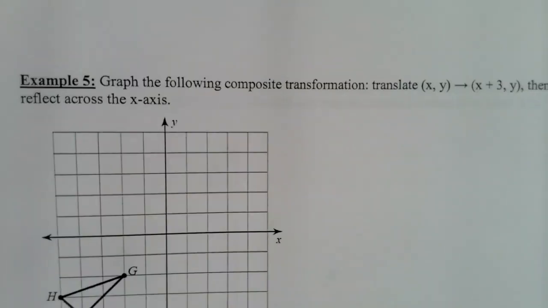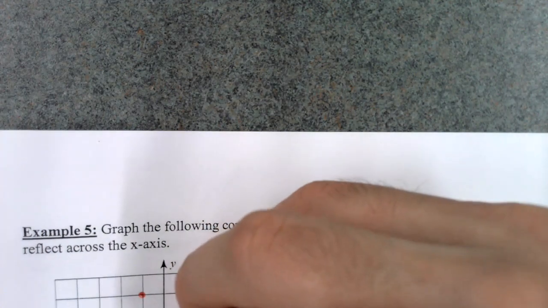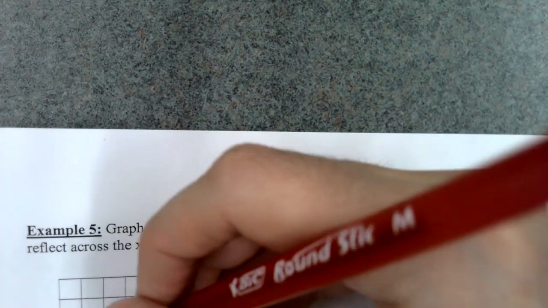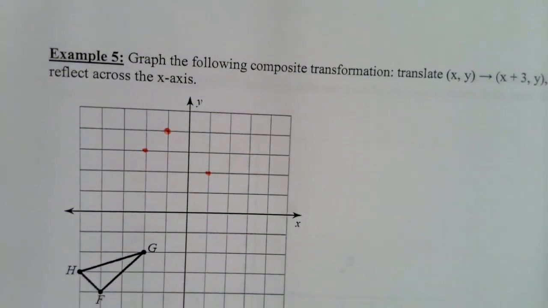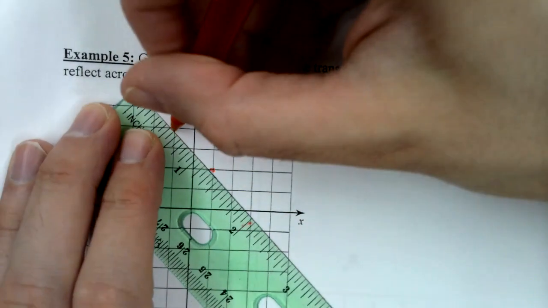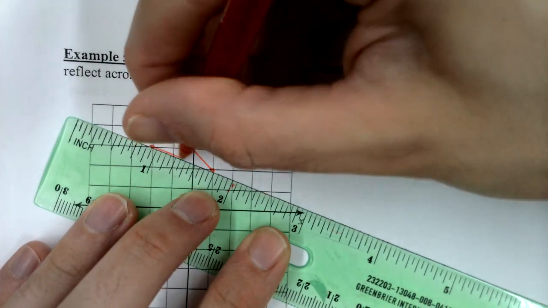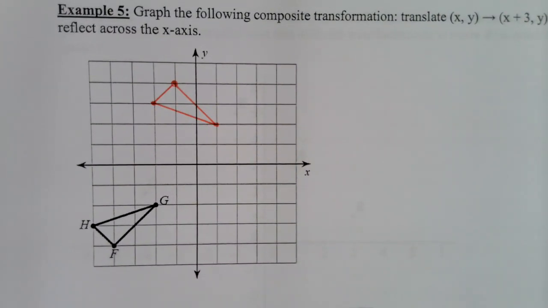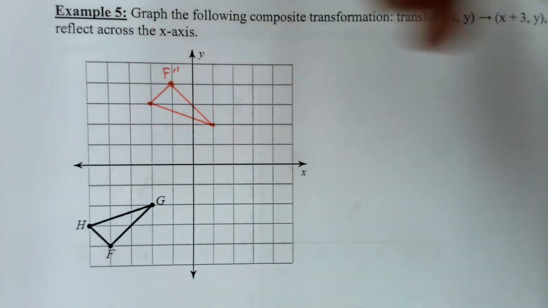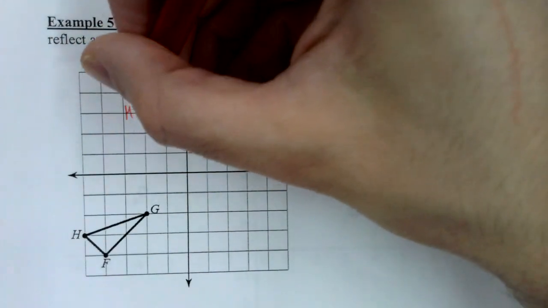So negative 1, 4. You got 1, 2. You got negative 2, 3. So there we go. Connect these. And label the vertices. So negative 1, 4, this one is F double prime. This one was G double prime. This one was H double prime.